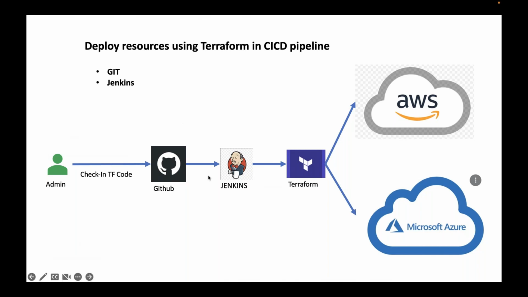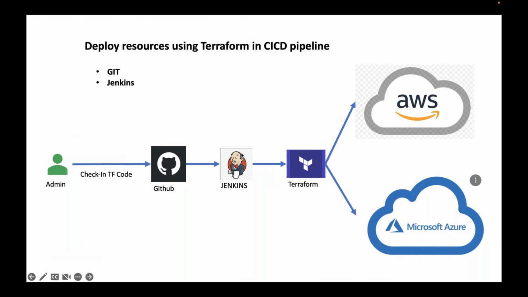So first we need to understand how this GitHub works, because this is our source of truth. That means whatever code is in this GitHub repo, that code will be executed by Jenkins. What is Jenkins? Jenkins is a continuous integration and continuous deployment tool.